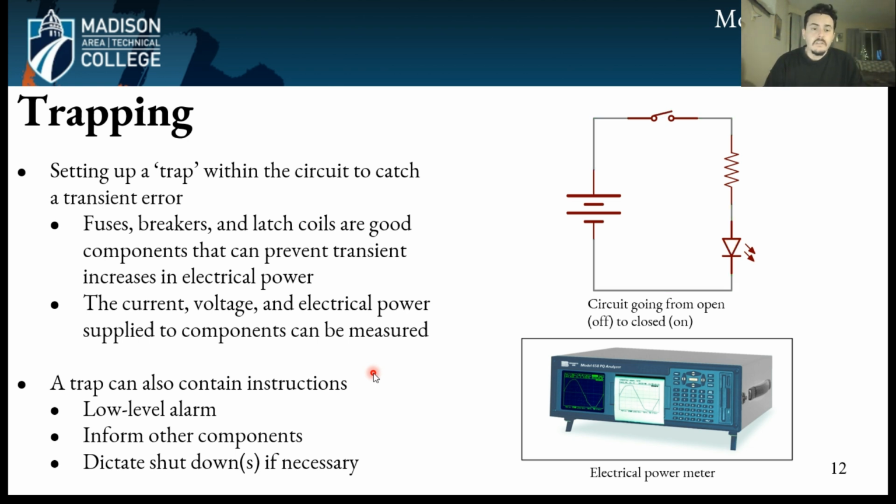The trap can contain instructions about how to pull a low-level alarm and basically start informing either operators or users or anything like that. Start informing other components, even other functions or methods within the software, that there was an error with this one certain element of the system. So if anything else downstream is reliant on that, it may also throw an error. And then finally, you can dictate shutdown if that's necessary.